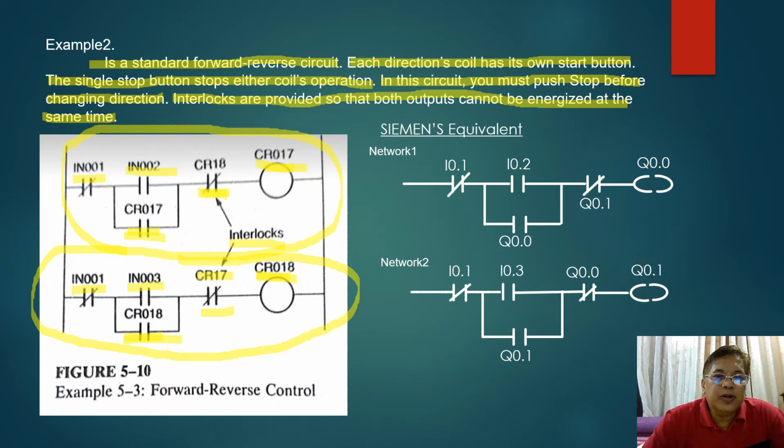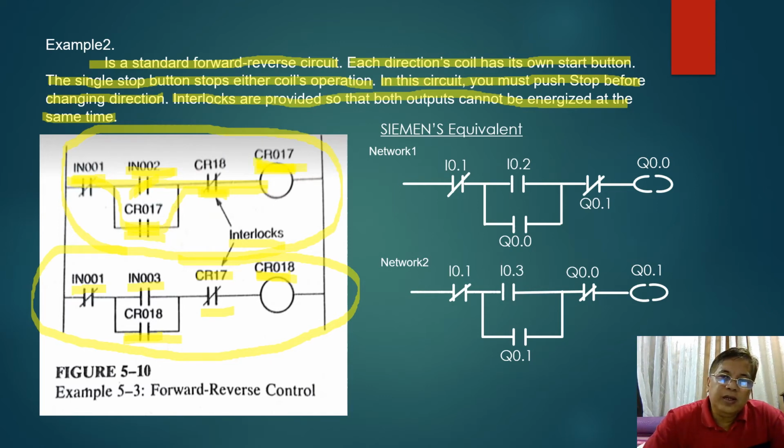So this is how your circuit operates. If you push the start button, this will close. That is input 002, the start button of your forward circuit. The normally open contact will close, so that your current will now flow from left to right, energizing your CR017. When CR017 is energized, automatically your seal here, which is CR017, will be closed. And even if you remove the start button, and it goes back to the normally open condition, the current will still be flowing from left to right. So your CR017 here will still be energized.